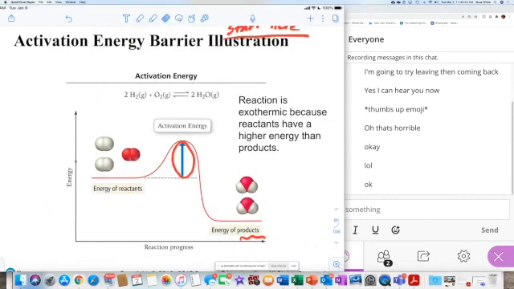You have the reactants' energy on the left side and the energy of the products on the right side. So the idea is, in order for reactants to become products, the reactant energy must fulfill this minimum requirement here, and that minimum requirement is the activation energy. Once that minimum requirement is met, then the assumption is that products can be made.